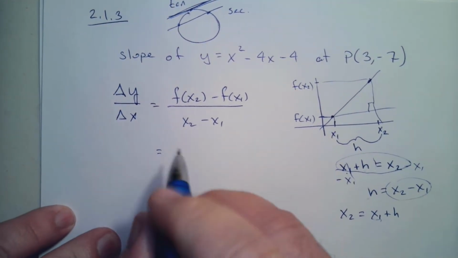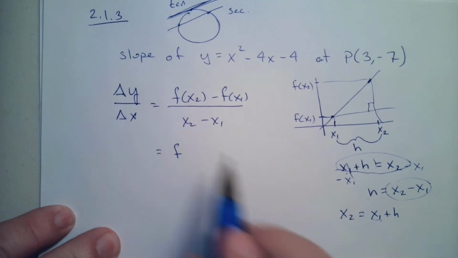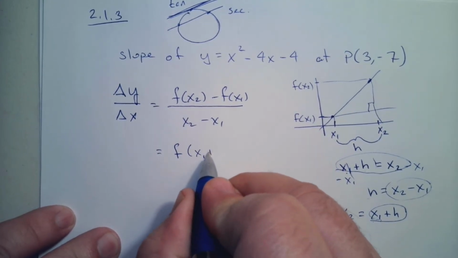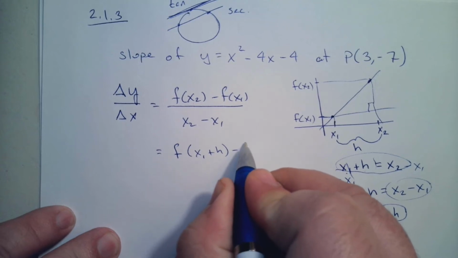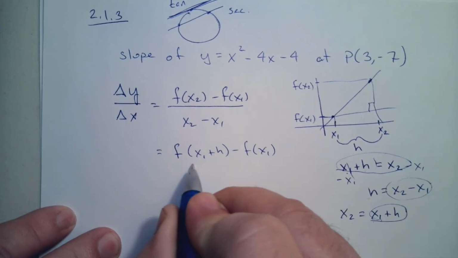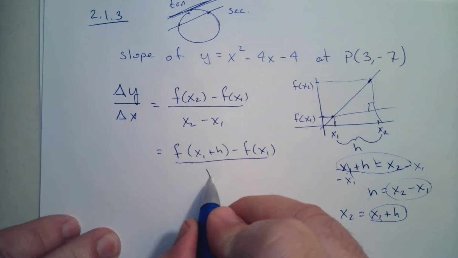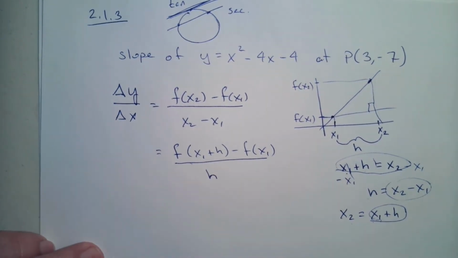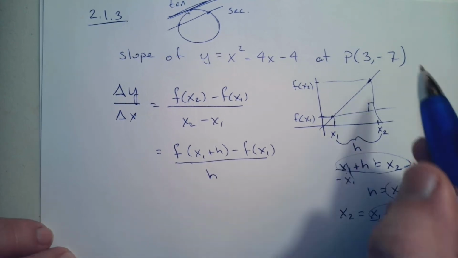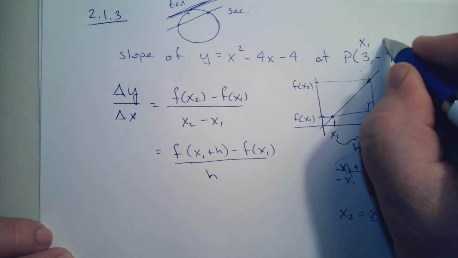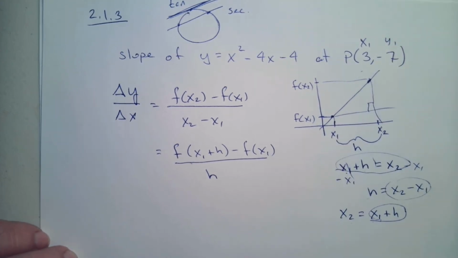So in here, x2 is x1 plus h, minus f of x1. x2 minus x1 is h. So that's our secant slope. We have to find the 2 points that way. Since we only have 1 point, this is x1, this is y1. So what we have here is this.